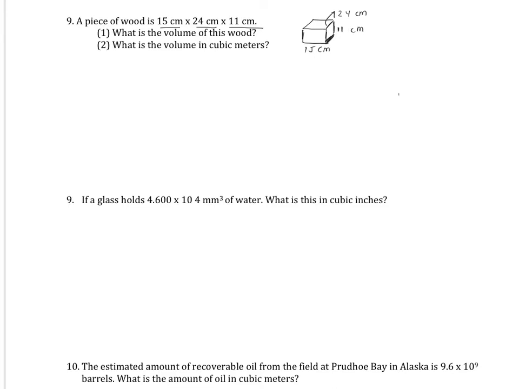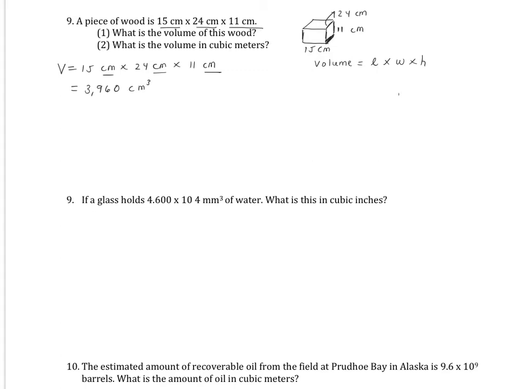To determine the volume of this piece of wood, you would take the length times the width times the height. And let's go ahead and plug that in. Volume is 15 centimeters times 24 centimeters times 11 centimeters. Since you have centimeters multiplied 3 times, that will be cubed, so it's 3,960 centimeters cubed.